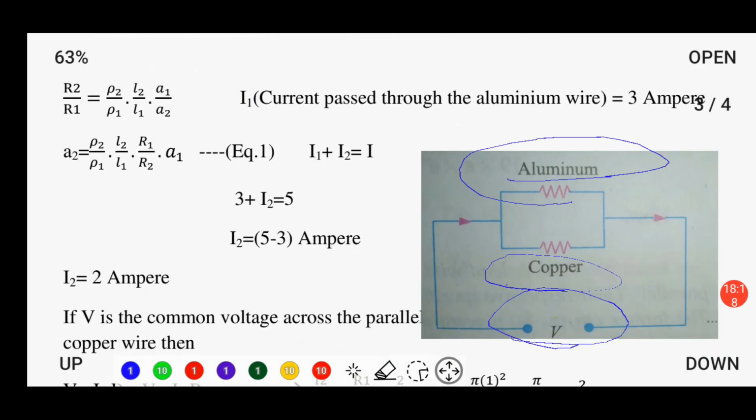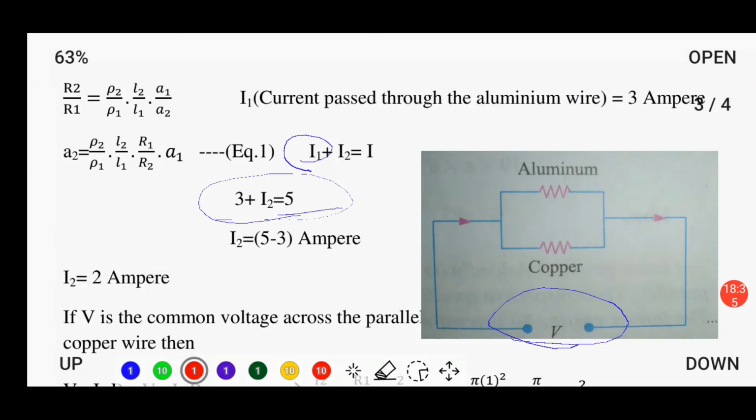Now, we already know that the total current flowing through the conductor given here is 5 ampere. Suppose I1 is the current flowing through the aluminum wire and I2 is the current flowing through the copper wire, and the current flowing through the aluminum wire is given as 3 ampere.